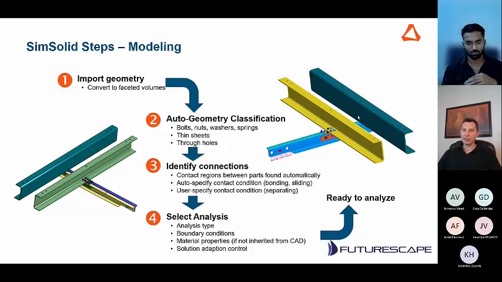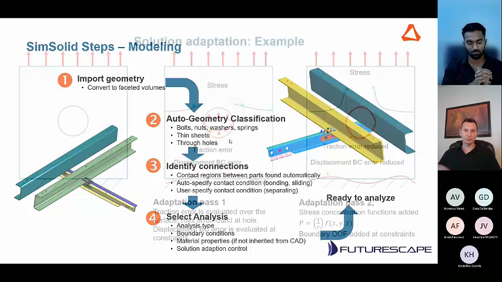It'll also identify all the connections. So like I said before, you can come in and find all the contact regions between parts. It'll identify different types of contacts. You might have bonded connections that are maybe welded or whatnot, or maybe there's sliding contacts between parts, and it'll try to identify those automatically, and you can always adjust them manually after if you like. Lastly, all you need to do once you do the setup is select the type of analysis and run your model to get the results.